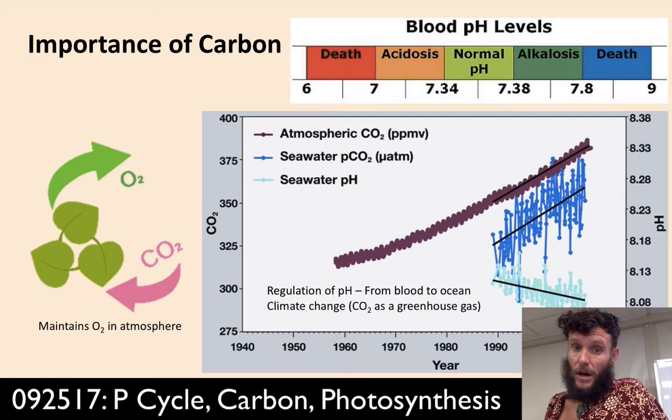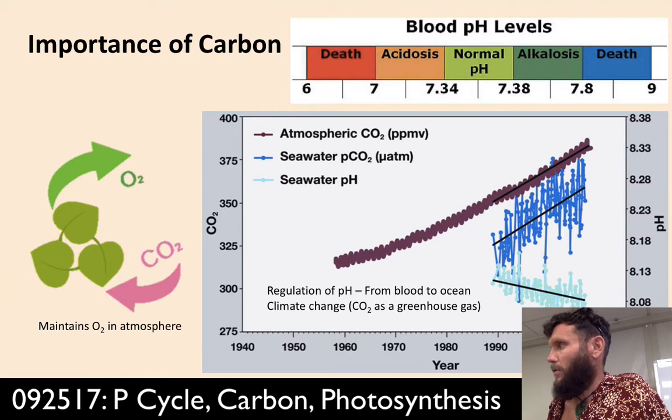Certainly, that's driving some of the variability in the seawater, but they're both on different scales. My guess is that the atmospheric carbon dioxide is in parts per million, and the seawater is in microatmospheres. They're totally different units. So I would say that the variation in the seasonal pCO2 is what's driving that oscillation.